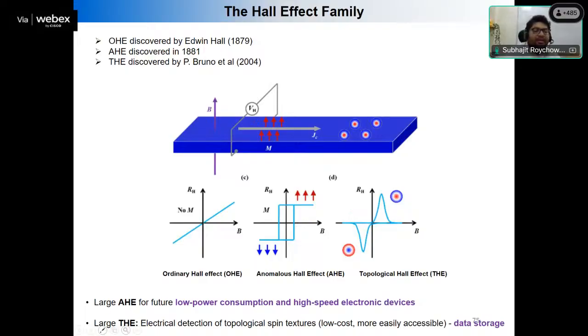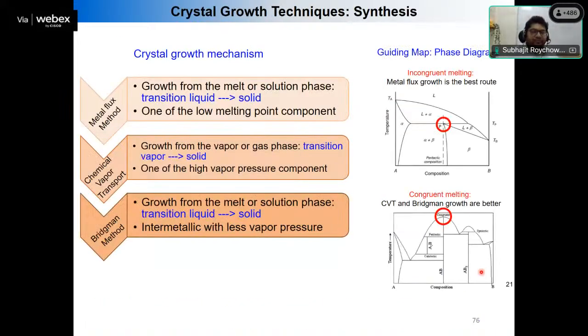So now if we can realize a large anomalous Hall effect, it will have huge application for low power consumption and high speed electronic devices. At the same time, if we can realize a large topological Hall effect, we can use that for data storage applications.